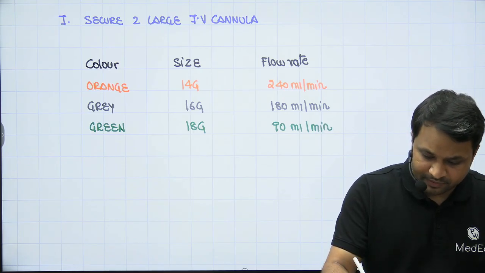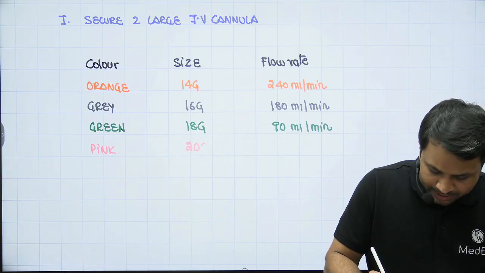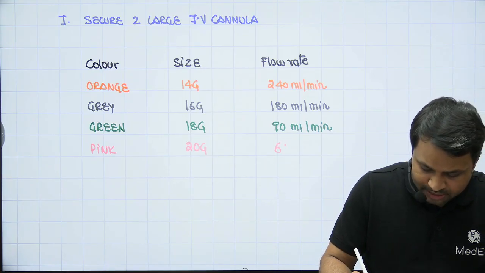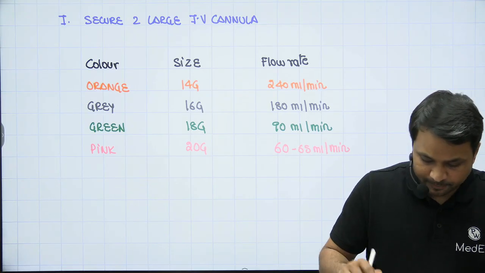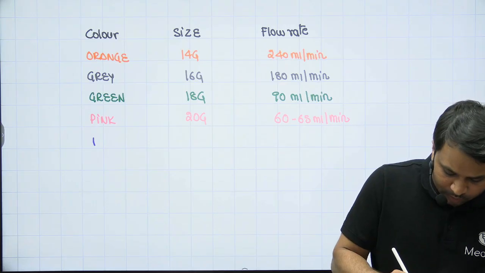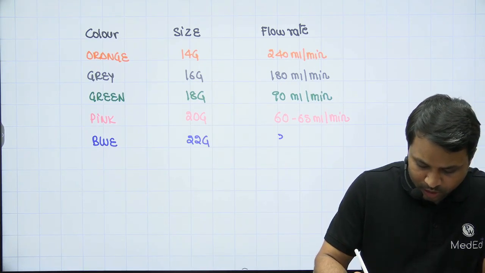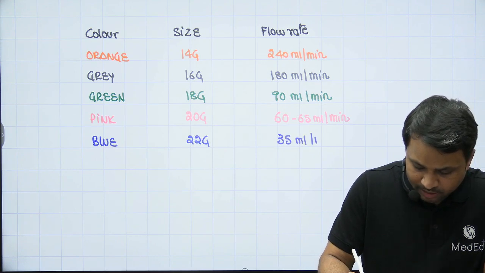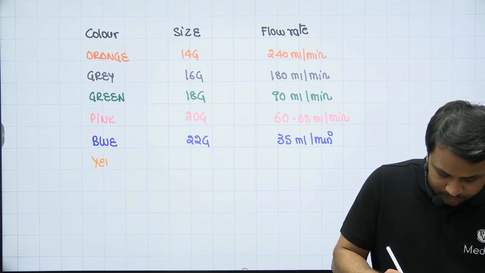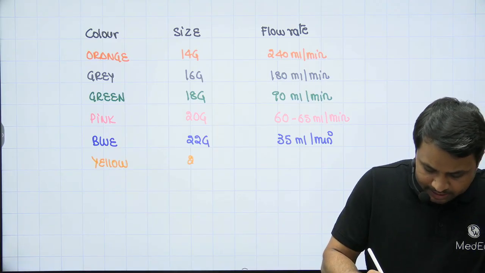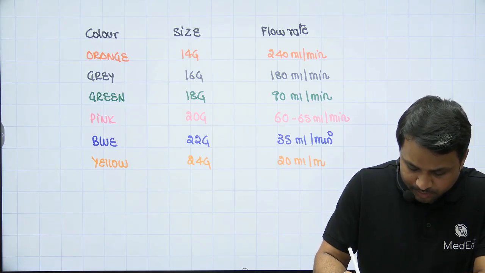What comes after that? We have the pink cannula. The size of pink is going to be 20 gauge at a flow rate of 60 to 65 ml per minute. Okay, what will come after pink? We have the blue cannula. Blue is going to be 22 gauge at a flow rate of 35 ml per minute. Then you have the yellow colored cannula. What is the size of yellow? It is 24 gauge at a flow rate of 20 ml per minute.